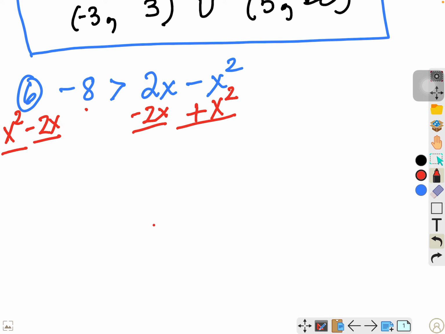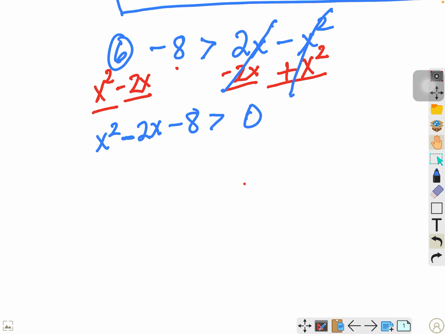And that takes care of both terms that were on the right side of the inequality. So now I get x squared minus 2x minus 8 is greater than 0. 2x minus itself is 0. X squared minus itself is x squared, leaving 0 terms on the right. So now I have a trinomial that I'm going to factor.